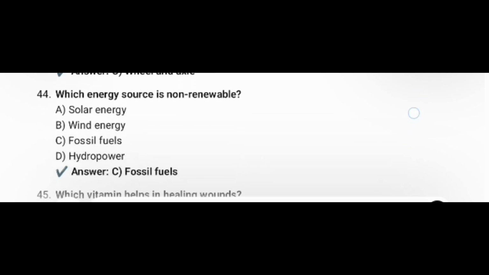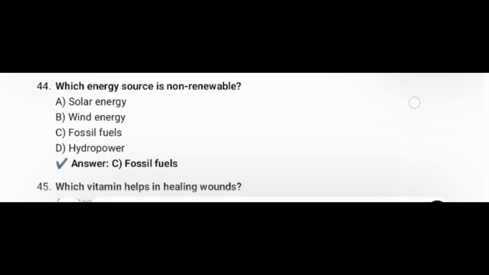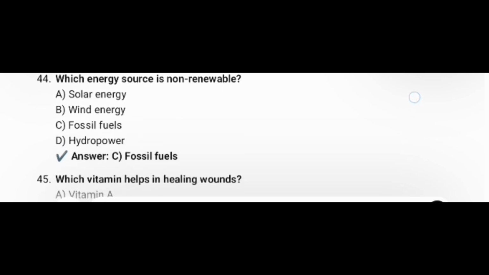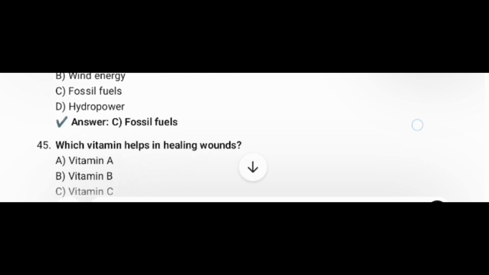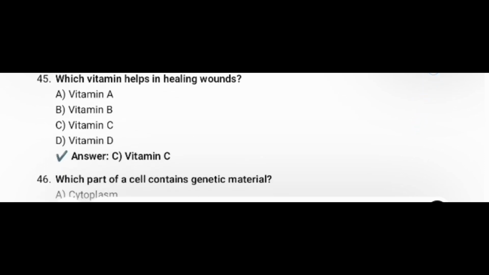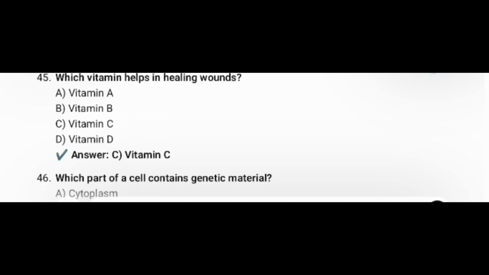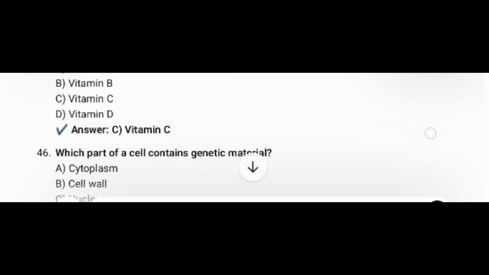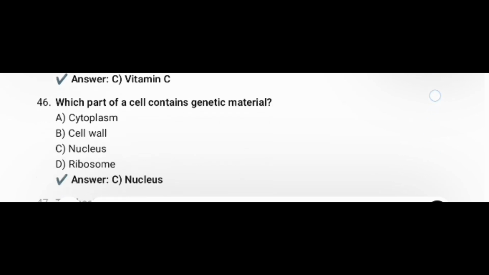Next, which energy source is non-renewable? Correct option is option C, fossil fuels. Next, which vitamin helps in healing wounds? Correct option is option C, vitamin C. Next, which part of a cell contains genetic material? Correct option is option C, nucleus.